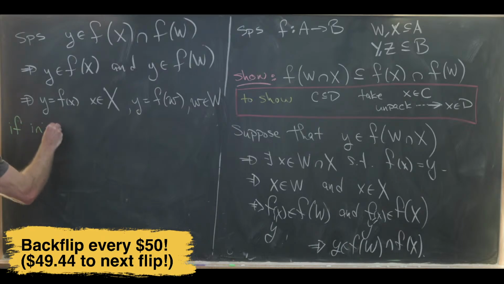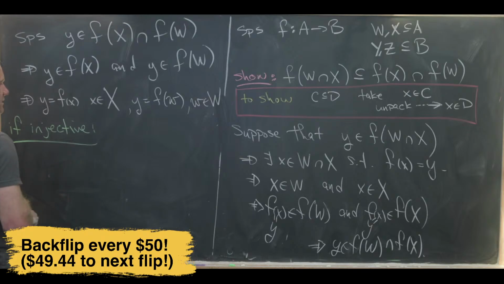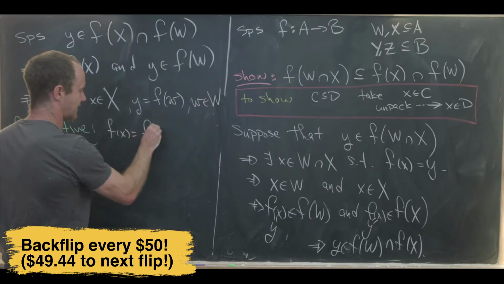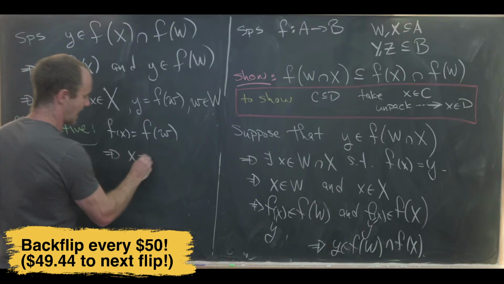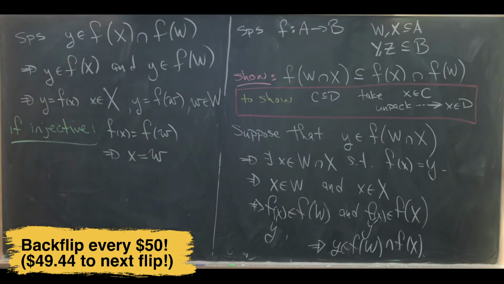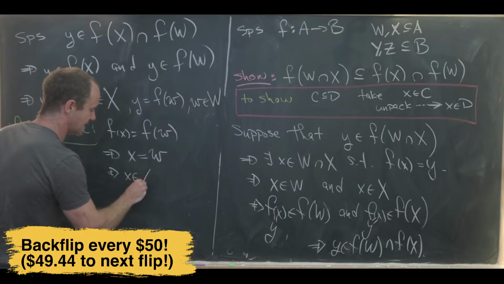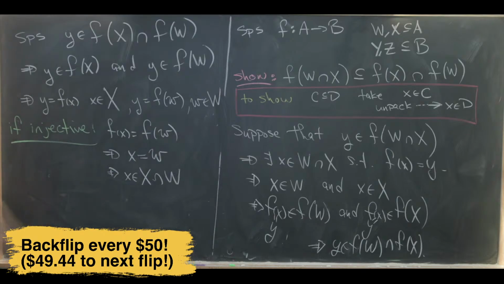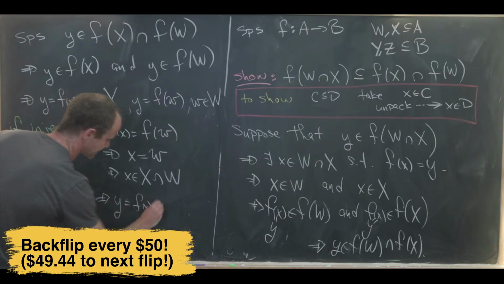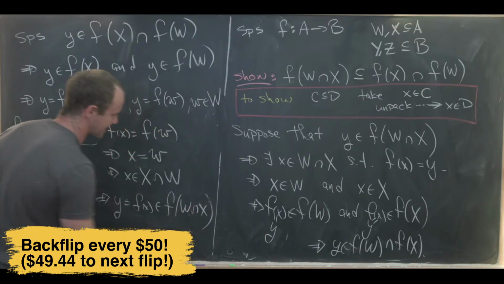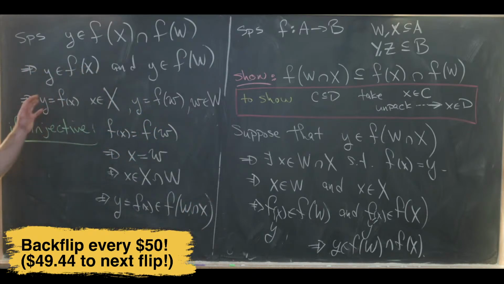So if injective, then we have f of x equals f of w, which implies x equals w, which implies x is in X intersect W. Because little x is in X and little w is in W, but if they're the same, they're in the intersection. But now, applying f to both sides, we get y equals f of x is inside of f of X intersect W. So in other words, you get the reverse direction only when this thing is injective. And it's if and only if this thing is injective.